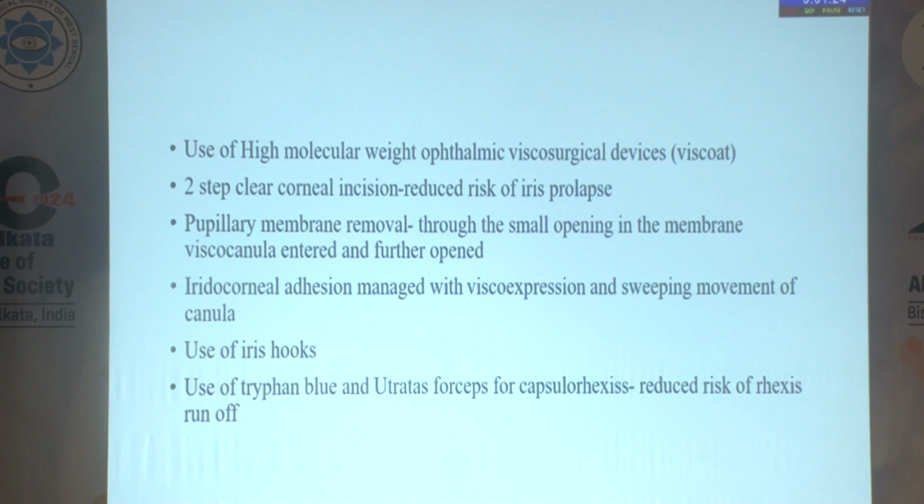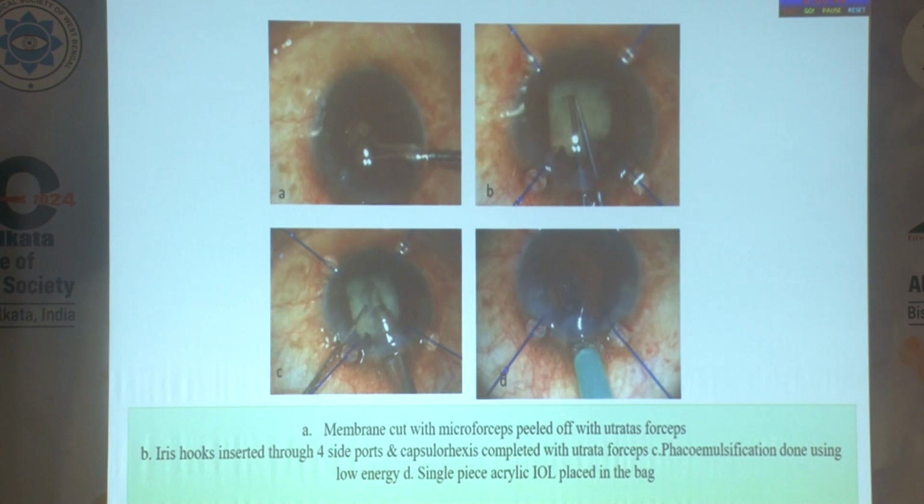Pupillary membrane was carefully removed through the small opening created by synechiolysis. Visco cannula was entered and further opened up, cut with micro scissors and carefully peeled off. Iridocorneal adhesions were managed with viscodissection and sweeping movement of the cannula. 4 iris hooks were inserted through the 4 side ports to expand the pupil and to improve the visualization of the cataract. Use of trypan blue and Utrata forceps for capsular access reduced the risk of rhexis runoff. These are the intraoperative photographs.